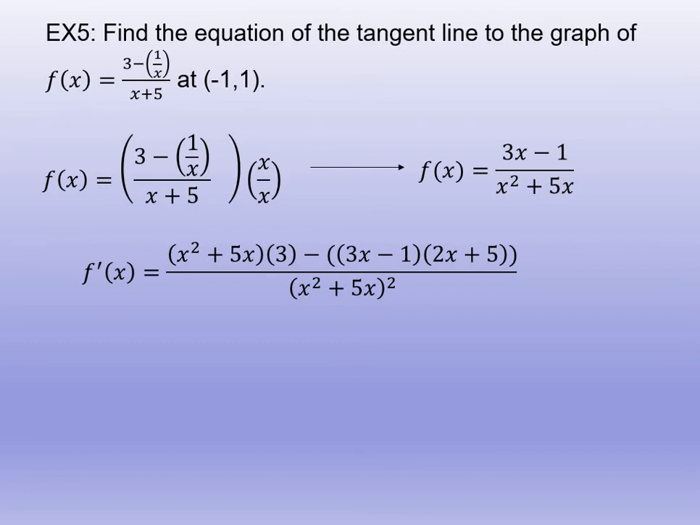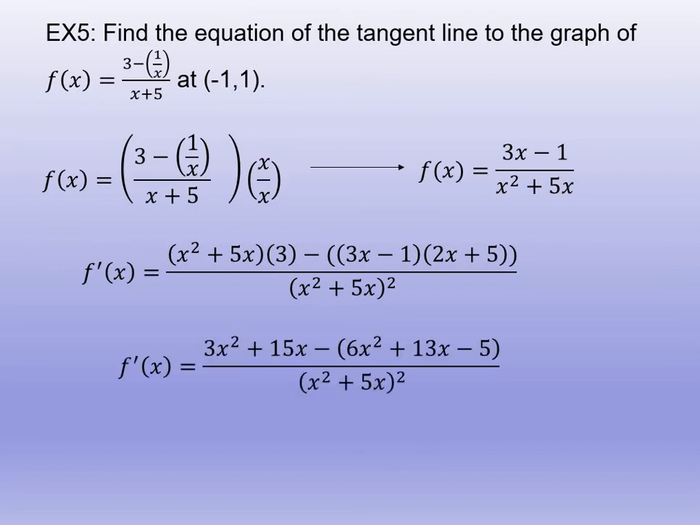Now we're going to distribute the 3 to the first term, and then we're going to FOIL, binomial multiplication or box method, the second two terms there. When we do all that, we're going to get 3x squared plus 15x minus, notice how I still have that whole quantity, 6x squared plus 13x minus 5, in parentheses, because that minus sign in front of the 6x squared has to distribute to each term. So it's actually going to be minus 6x squared minus 13x plus 5 in the numerator.